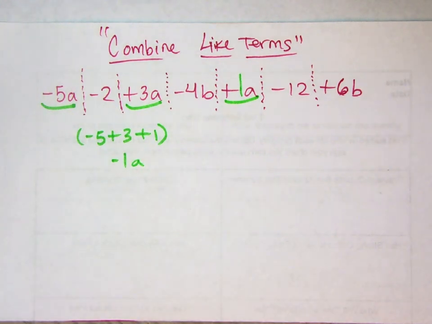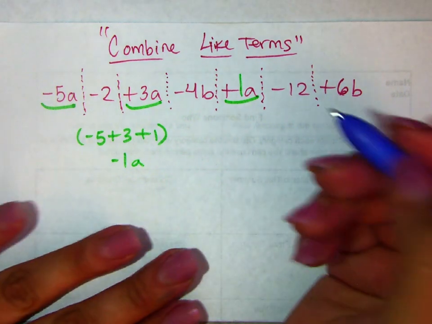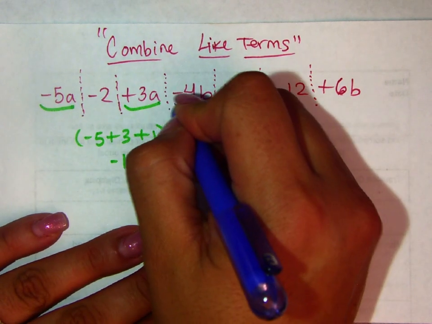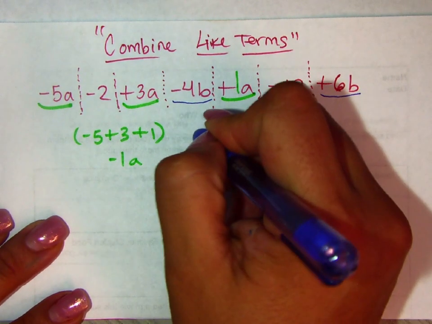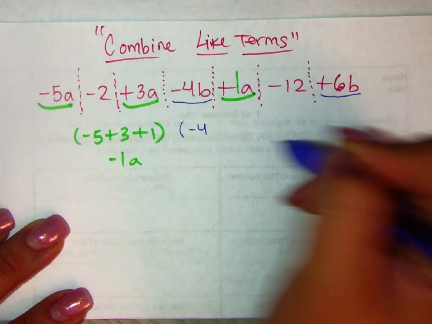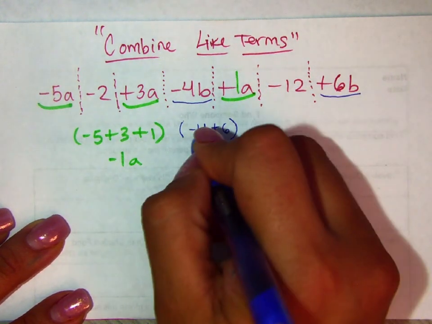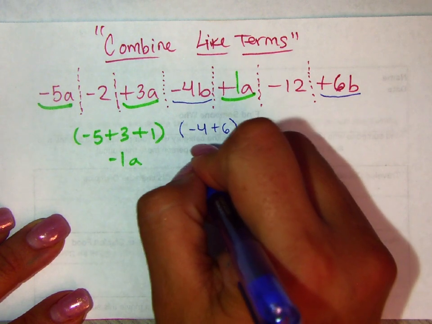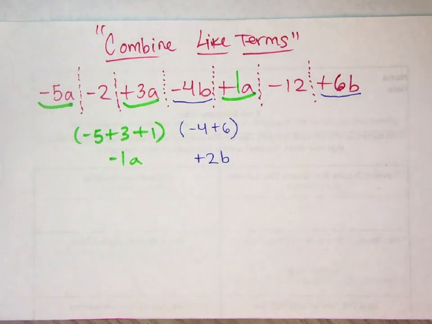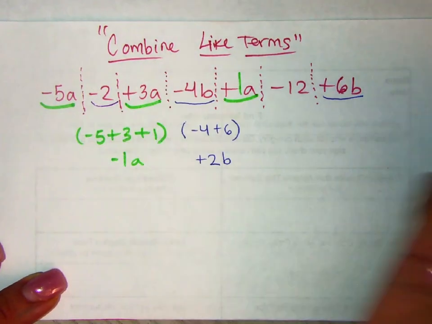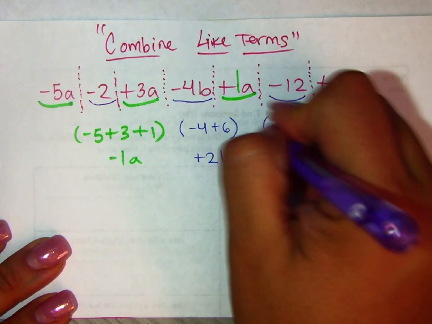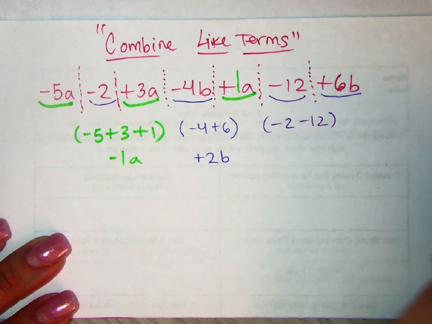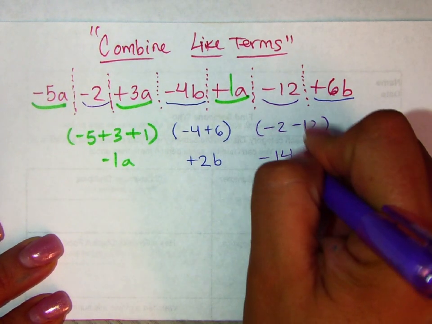Next, you want to look at another thing that you need to combine, and here we have the letters b. Negative 4b, positive 6b. So that will create a combination of negative 4 plus 6. Negative 4 plus 6 is positive 2. And again, this is b. After that, the last part you want to combine is those numbers that are by themselves. These are constants. And when you combine negative 2 minus 12, you end up with negative 14.